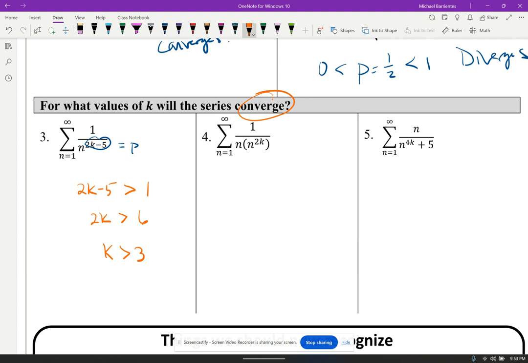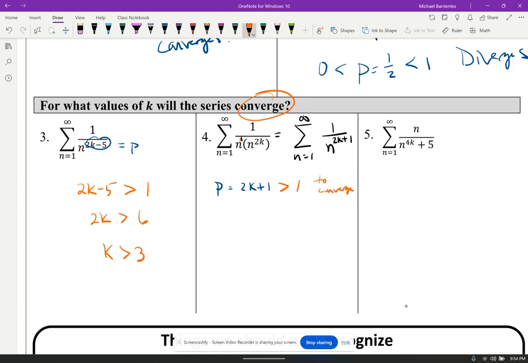For number 4, I notice we have 1 over n times n to the 2k. So I have n to the first power times n to the 2k. So I can really rewrite this as the sum from 1 to infinity of 1 over n to the 2k plus 1, right? Because this is n to the 1 times n to the 2k, so I'm adding the exponents and I get 2k plus 1. But that's my p. My p value is 2k plus 1. I need it to be greater than 1 in order to converge.